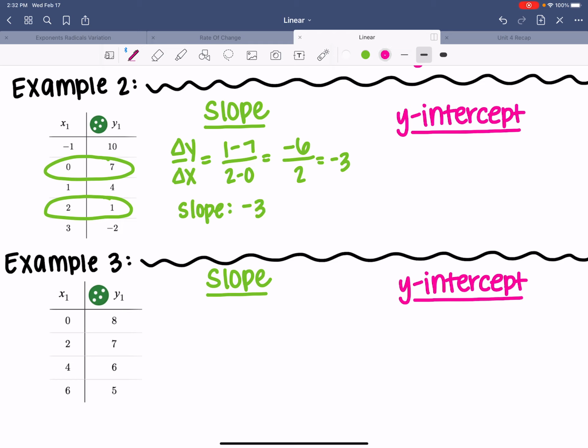Now to find our y-intercept. Remember, the y-intercept is wherever x is 0. The point where x is 0 is right here at 0, 7. So the y-intercept is the point 0, 7.